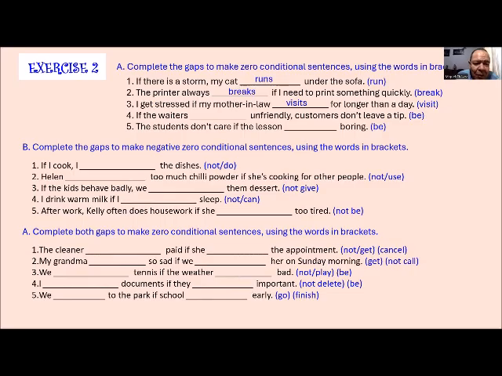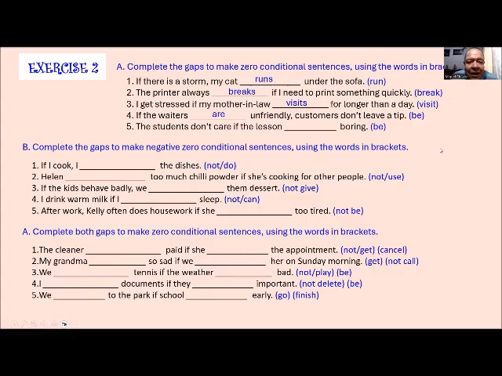Carlos, number 4: if the waiters are unfriendly, customers don't leave a tip. Exactly. Thank you so much. Are. Remember that the verb to be is conjugated as am, is, or are. In this case, as Carlos said, we use are. The waiters are. Thank you so much.